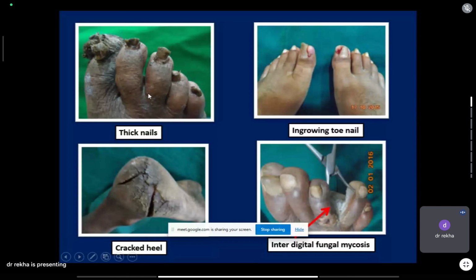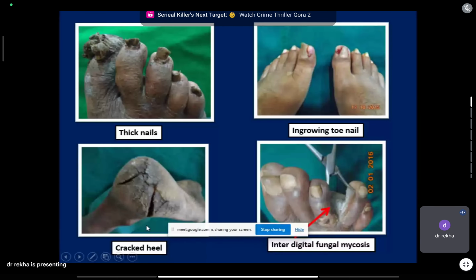So, I hope you have come across this type of thick nails. In diabetic patients, there is a lot of fungal infection in the nail, followed by this type of thick nails. And these nails you cannot cut with a simple nail cutter. These are cut by a specialized bone cutter or nail nipper. This is the ingrowing toenail. It happens regularly in diabetic foot patients who are wearing tapered shoes. There may be an ingrowing toenail.